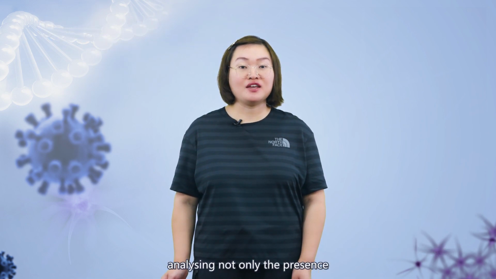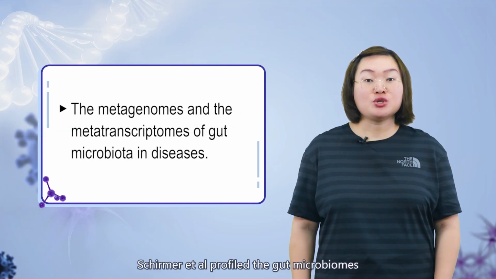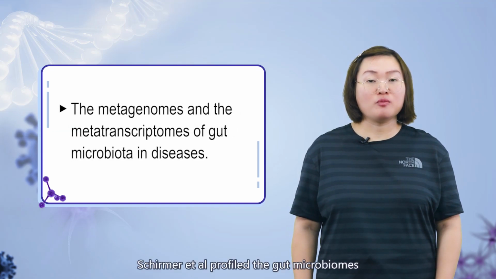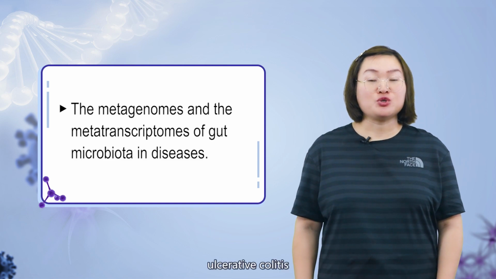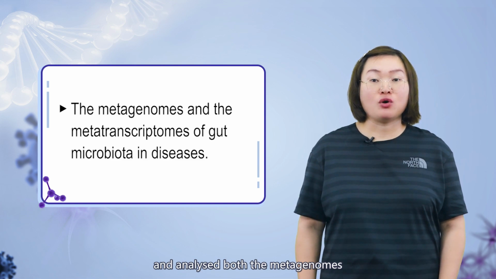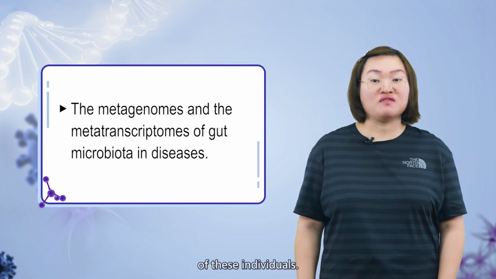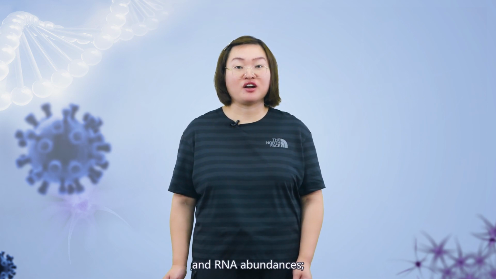Similarly, the necessity for analyzing not only the presence of certain gut microorganisms, but also the activity of these organisms has already been discussed by authors. More recently, Schirmer profiled the gut microbiomes of more than 100 individuals, including patients with Crohn's disease, ulcerative colitis, and non-IBD control patients, and analyzed both the metagenomes and the metatranscriptomes of these individuals. They discovered that most of the bacteria were well correlated when analyzing DNA and RNA abundance.